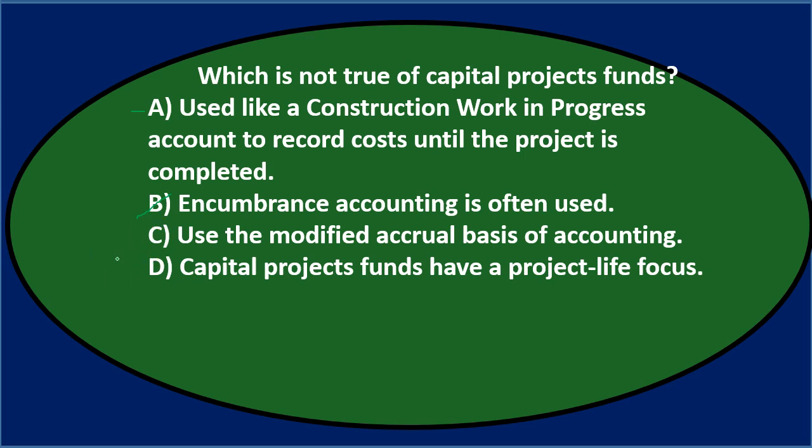C says use the modified accrual basis of accounting. Also, I believe true because it's capital project fund, governmental fund, therefore using the modified accrual basis. D, capital project funds have a project life focus. So I may not be fully sure of that. Between A and D, which is not true of the capital project fund? Either A, used like a construction work in progress account to record costs until the project is completed, or D, capital project funds have a project life focus.